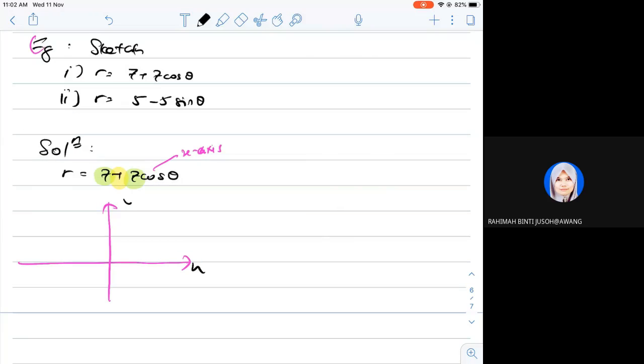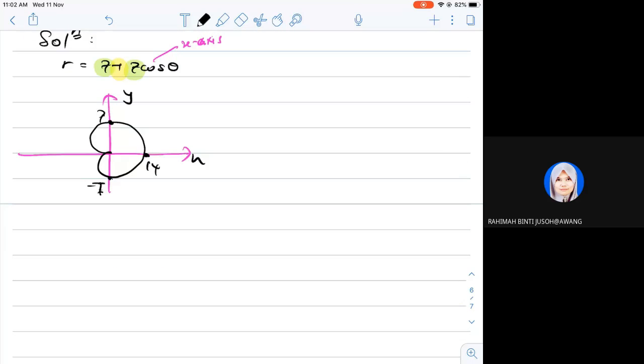X and Y, just sketch the cardioid, so you will have this curve. Okay, so the main axis is on the right. So here it should be 14, up here 7, bawah ni negative 7. Okay? So now, saya explain kenapa dia masuk ke dalam ni. I will explain to you why we have this.